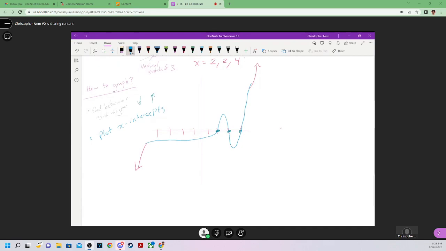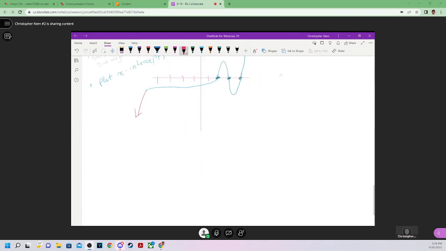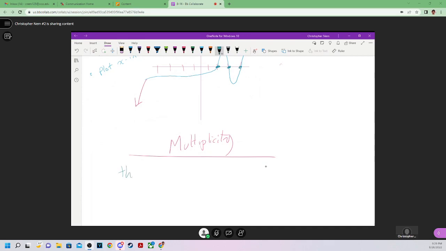It's this idea of multiplicity. What does multiplicity mean? The multiplicity of a root x equals c. Multiplicity of a root at x equals c. Remember, the word root is also zeros. It's also x-intercept. It's all those terminologies.